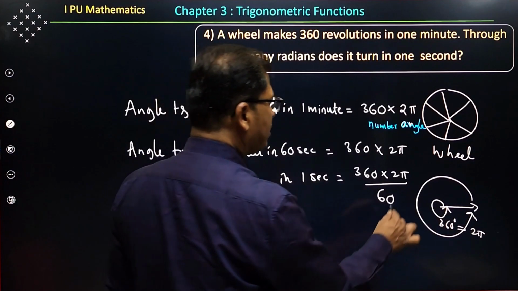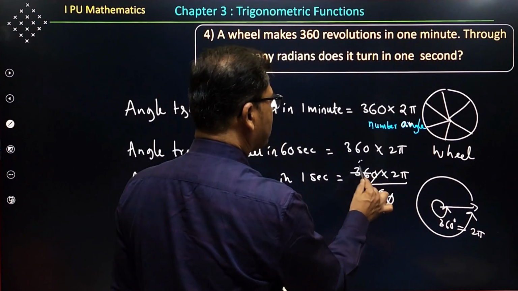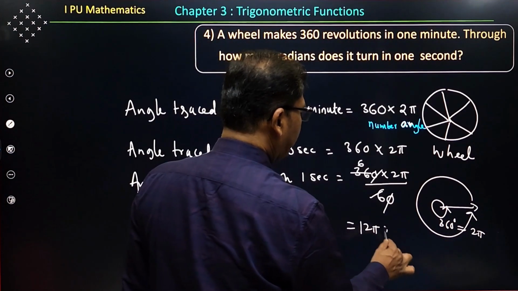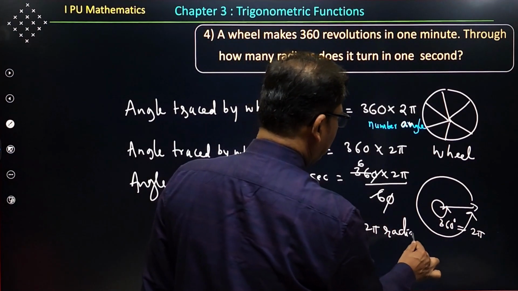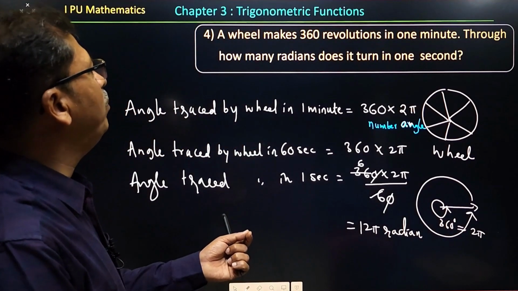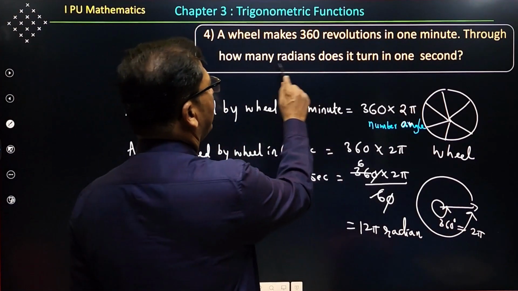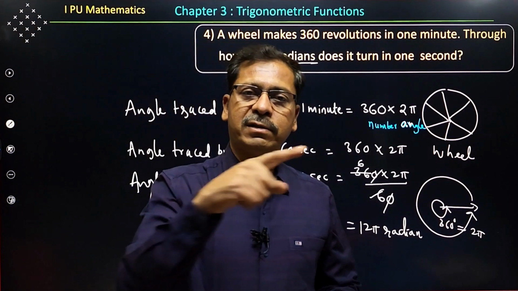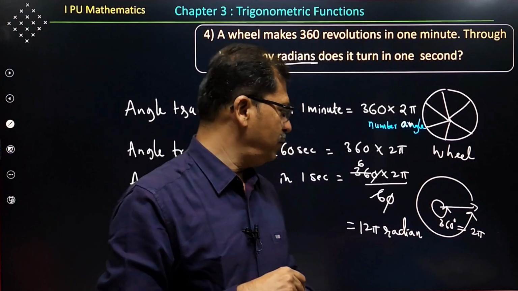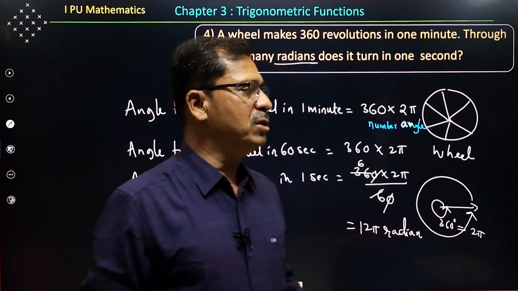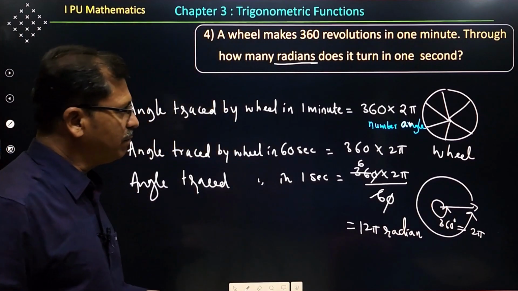Now this 0 and 0 can be cancelled. 6 1s are 6, 6s are 6, 2s are 12. 6 2s are 12 pi radian. See, this is the angle traced in 1 second. By how many radians does it turn in 1 second? So the wheel rotates by an angle of 12 pi radian in 1 second. So this is the funda in this problem here.